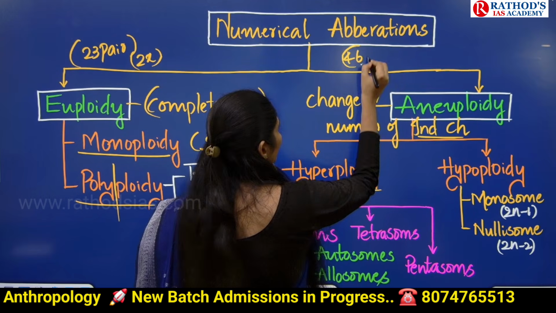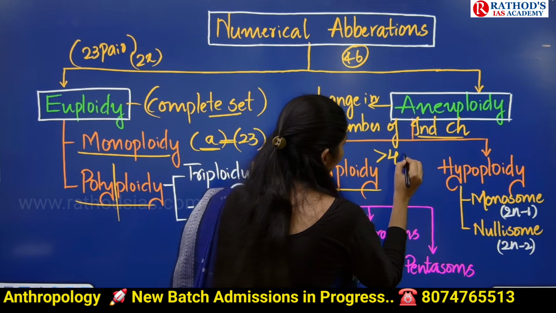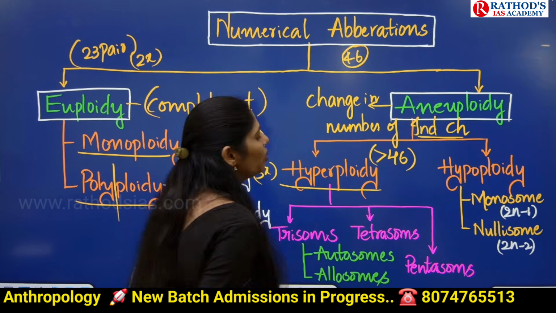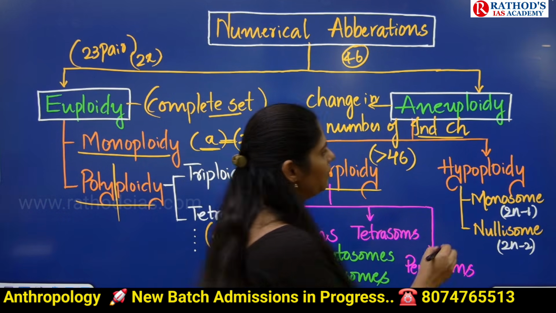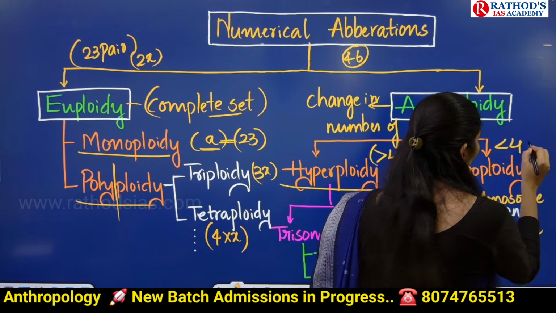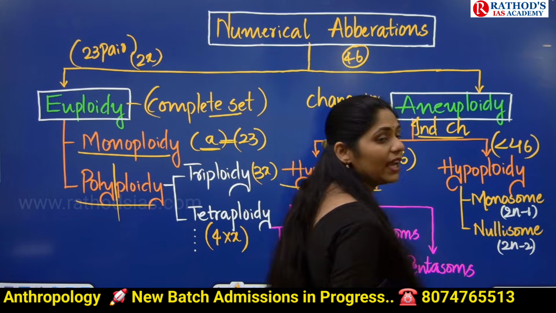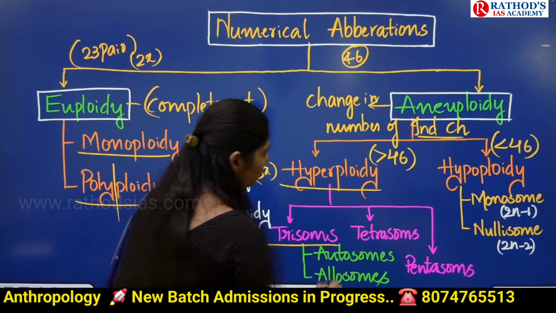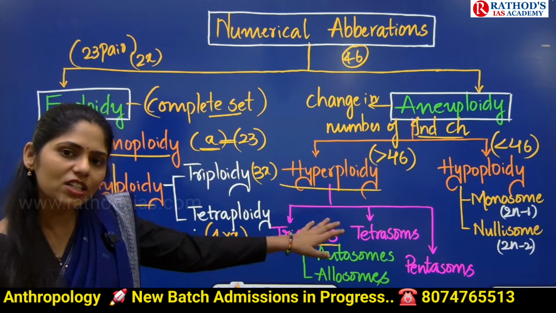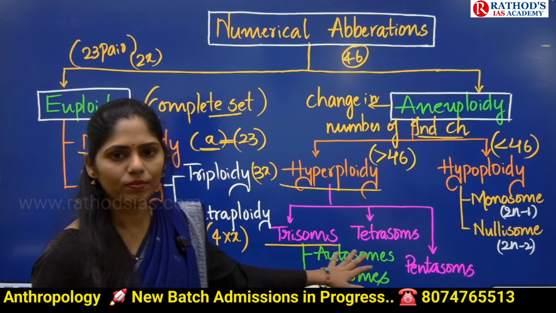Hyper means if you're having more than 46 chromosomes, this condition is called hyperploidy. Hypo means less. If you're having less than 46 chromosomes, this condition is called hypoploidy. In hypoploidy, we have trisomes, we have tetrasomes, we have pentasomes.